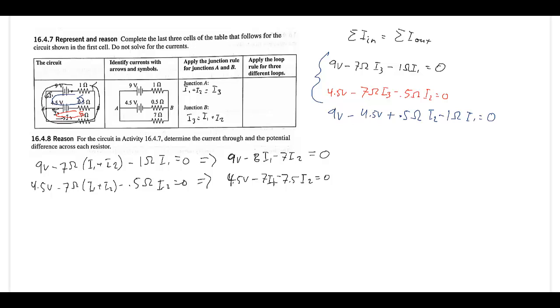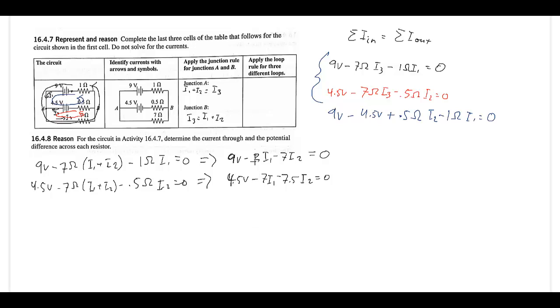Now we somehow have to cancel out one of these I's, either by solving for one and plugging it in, or by multiplying one of them by some number so that when you add them together, one of these cancels out. Unfortunately, that is going to result in a really weird number, especially because of the 7.5 here. But that's what has to be done. So I'm going to try and cancel out the I1 because it'll be easier.